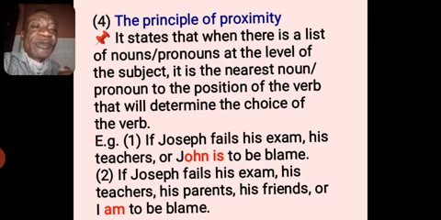But if it's the other way around, if Joseph fails his exam, his teachers, I, his friends, or his parents are to be blamed. Do you see that? So that's the rule of proximity concord, which states that when there is a list of nouns or pronouns at the level of the subject, it is the nearest noun or pronoun to the position of the verb that will determine the choice of the verb.